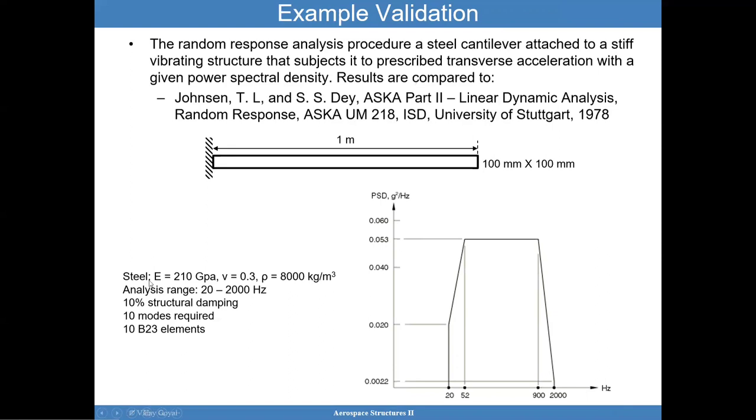The steel information is provided here along with the density. We're going to use a 10% structural damping. It's pretty high, but we're just doing that to try to compare to this paper here. And then we're going to use beam elements in Abaqus. So that's the idea here, is to be able to compare that to Abaqus. Basically use Abaqus and then compare it against this paper.